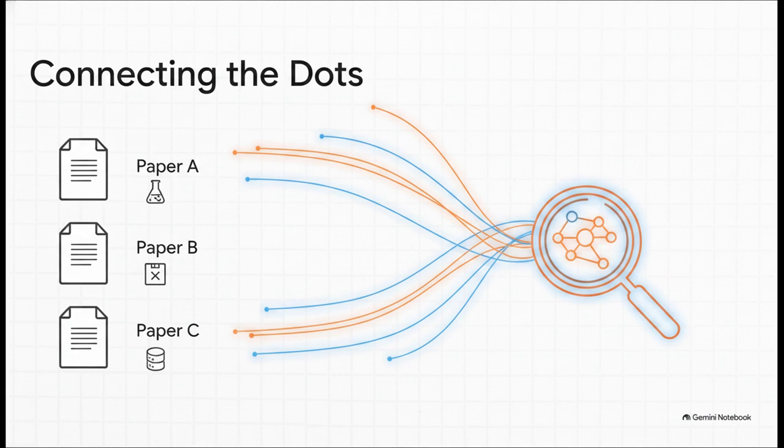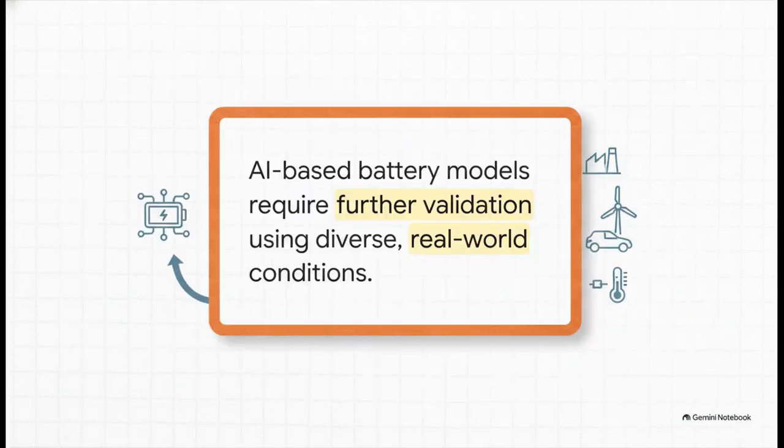On their own, they are just isolated observations, but when you put them all together, a powerful pattern starts to emerge. When you synthesize those individual limitations, an overarching gap just jumps right out at you. By combining those points, we can confidently state, existing AI-based battery models require further validation using diverse, real-world conditions. See what we did there? You just moved from summarizing to synthesizing. You found an exact, evidence-based starting point for your own original contribution.